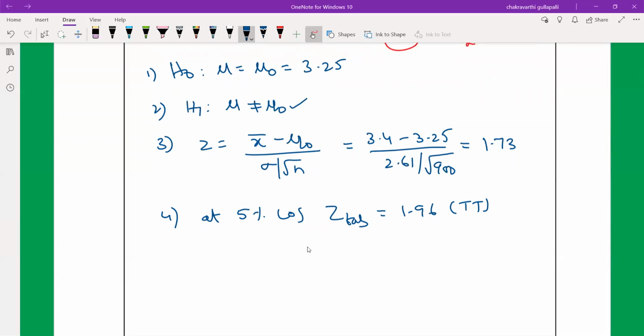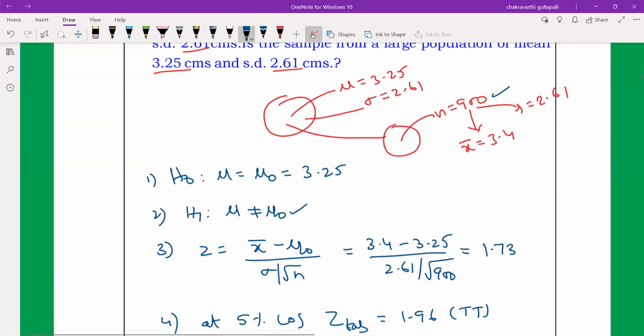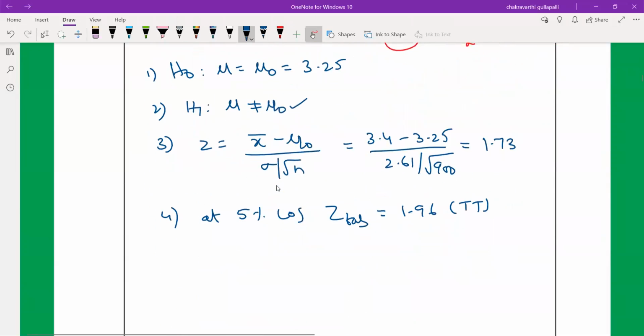In this problem, there is no condition between the sample mean and the population mean. Directly we have to examine: is this sample drawn from this population? So in this case, definitely we have to use only a two-tail test. At 5% LOS, Z table value is equal to 1.96. At 1% LOS, Z table is equal to 2.58, two-tail test.